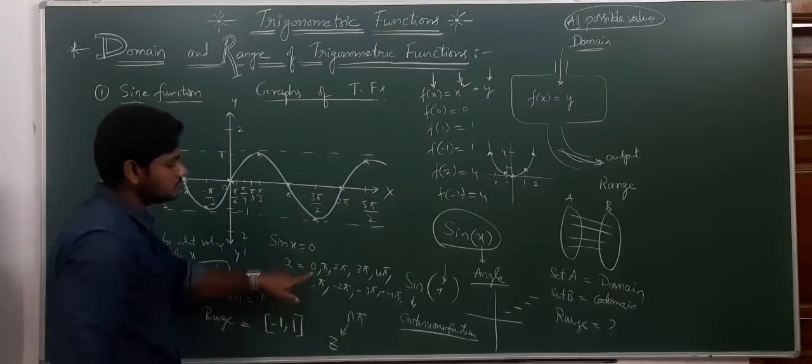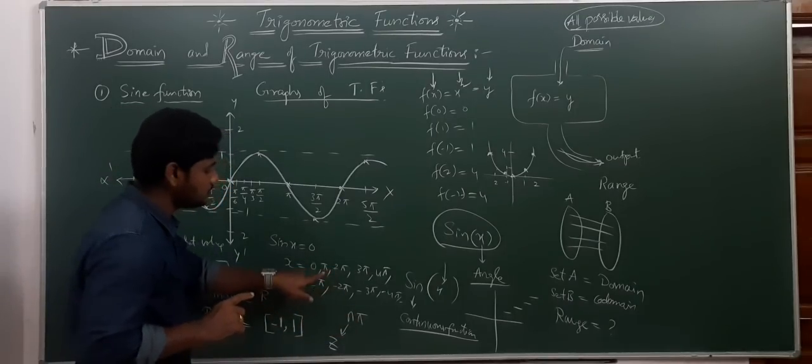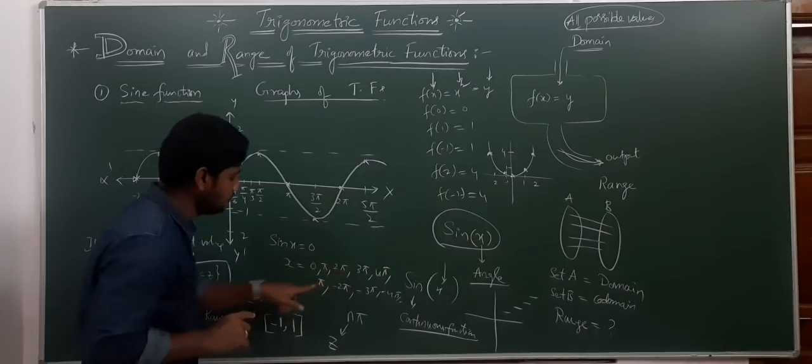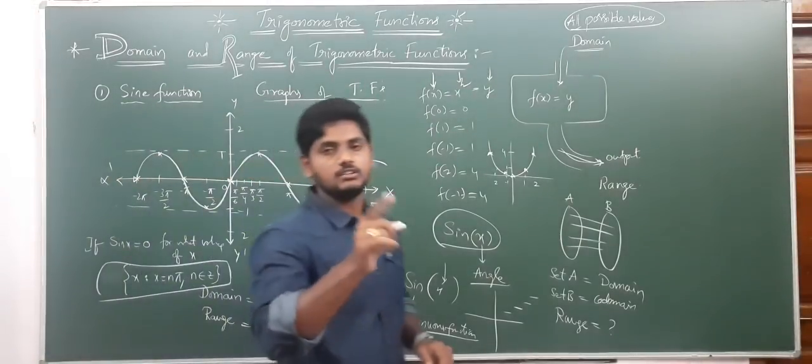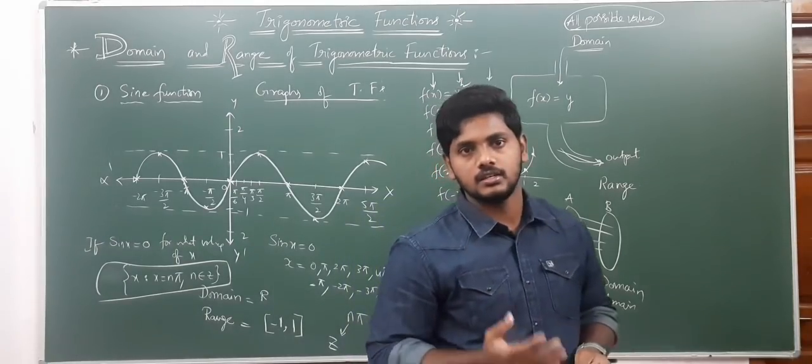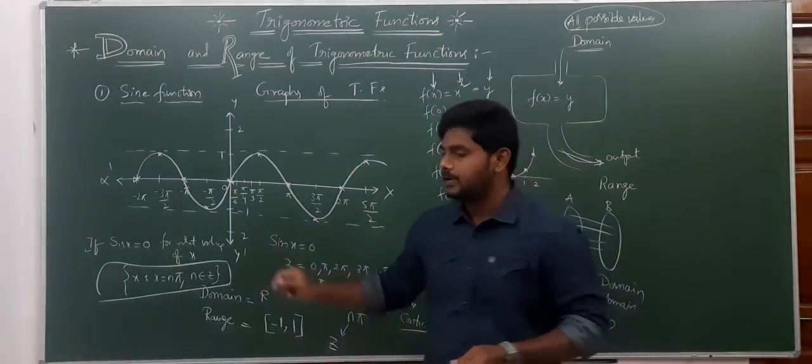That integer may be 0, so 0 times pi is 0. That integer may be 1, so 1 times pi is pi. 2 means 2 pi, 3 means 3 pi. Again, the same for negative values also. Did you understand? Sin x equals 0 for which values of x? X equals n pi.